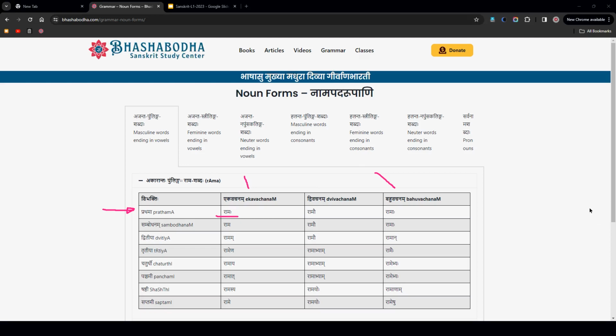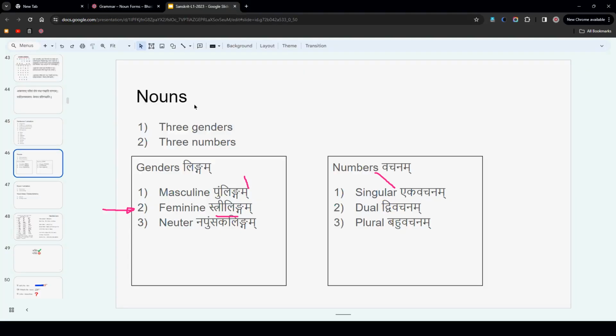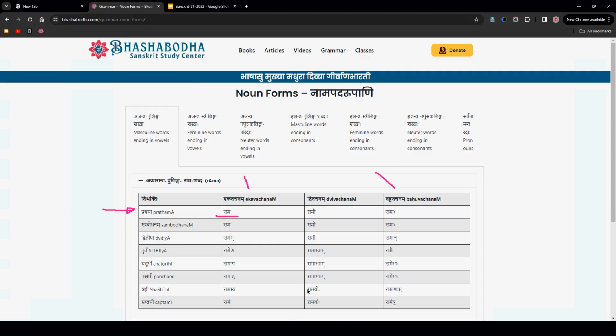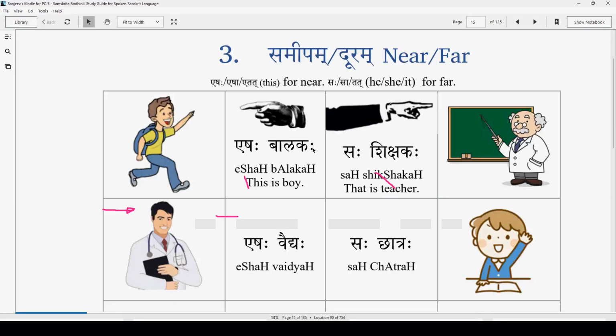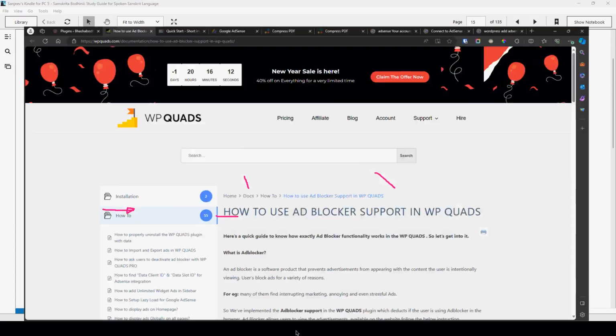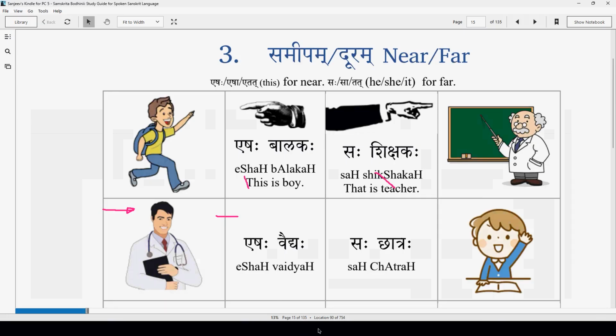So Rama, or that's what we are seeing here, Rama. Oh, not there. So where is that? Rama here. Balaka, like that. Balaka means boy. So when we use a noun form in prathama vibhakti, okay, so what happens? What does that indicate?